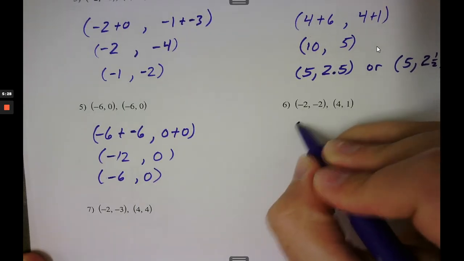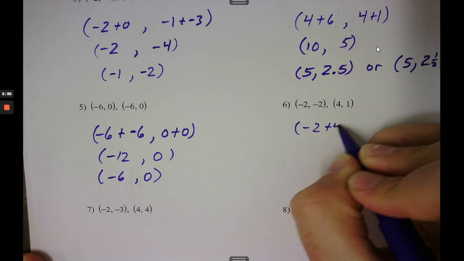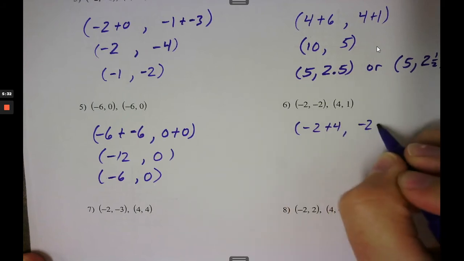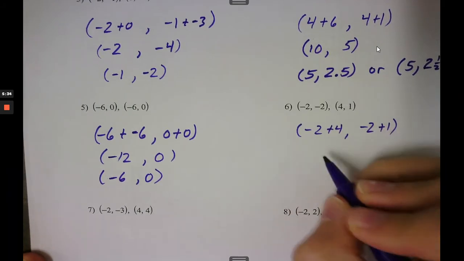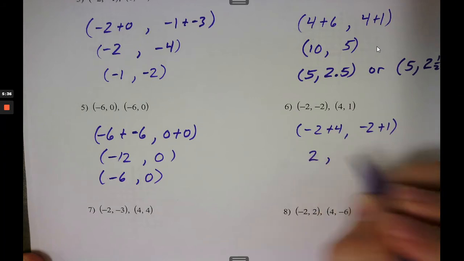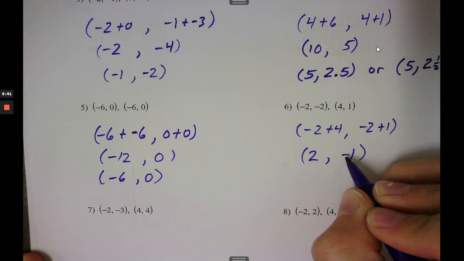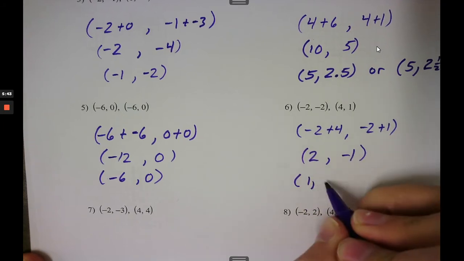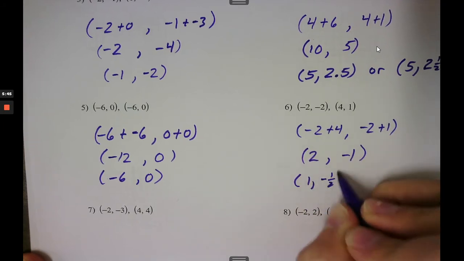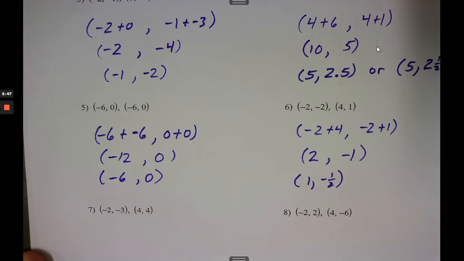Alright, here we go. Keep going. Negative 2 plus 4, and then negative 2 plus 1. So we're going to have positive 2 and negative 1. We have to remember to take half of those. We end up with (1, negative 1/2), or negative 0.5.